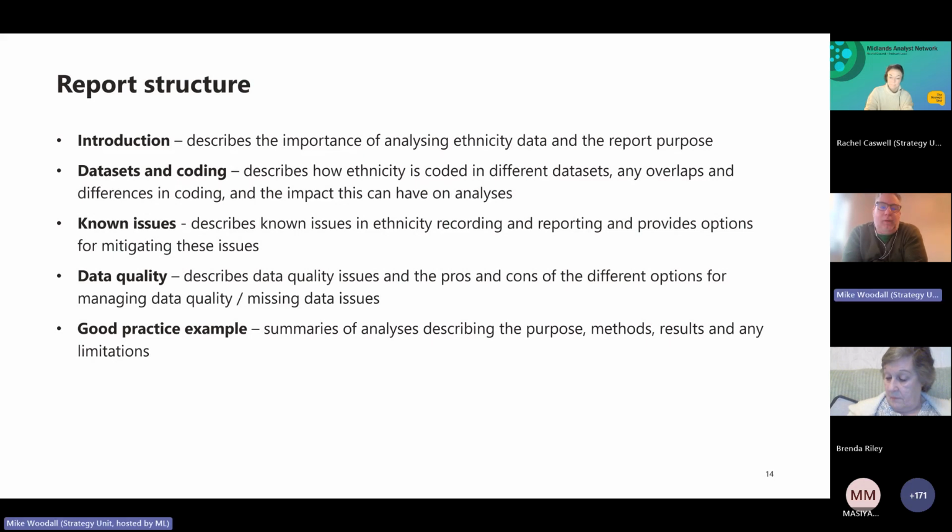The methods that we use, so not just the analytical methods, but particularly the methods around managing ethnicity data and data quality, a brief description of the results, and just as importantly, any limitations that are shown in that data. We think these examples will provide a basis for other analysts to pick up the work, potentially to contact each other and talk through what's been done, although we will talk to people before publishing any contact details, so we'll make sure that people are comfortable with that before we do that.